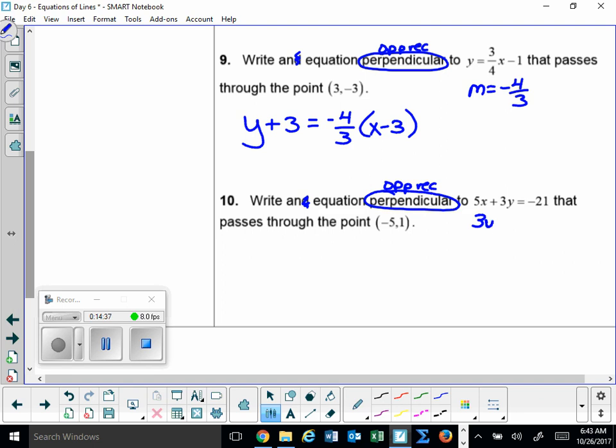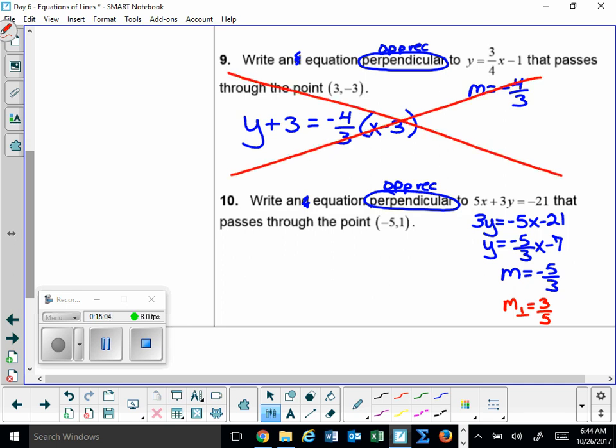All right, 3y equals -5x minus 21. Divide by 3. My slope here is -5/3. To do perpendicular, I need the opposite reciprocal. Wait a minute. I really messed up number 9. We're going to have to go back to that in just a minute. So, point-slope form, y minus 1 equals my perpendicular slope, x minus -5.